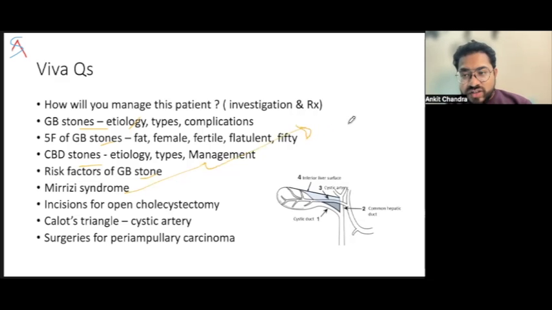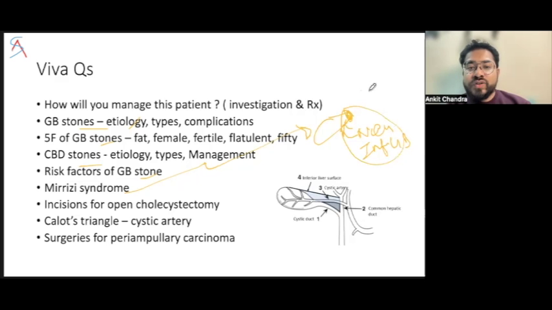Mirizzi syndrome is an obstruction or stricture of the common hepatic duct as a result of extrinsic compression by a gallstone in Hartmann's pouch. So what is Hartmann's pouch? Hartmann's pouch is the posteromedial dilated part of the neck of the gallbladder, which is also called the infundibulum of the gallbladder. The majority of stones occur and stay at the neck of the gallbladder.